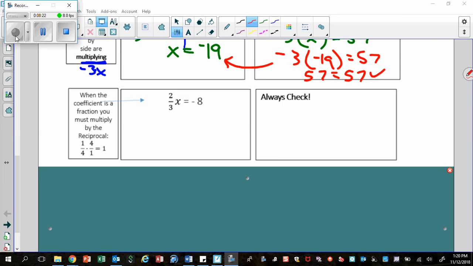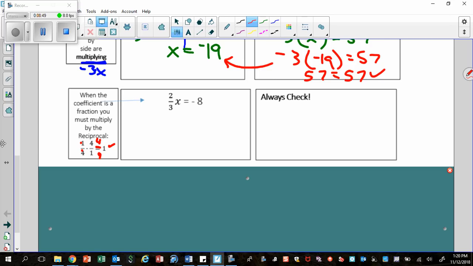All right, so when we have a fractional coefficient, what we have to do is multiply by the reciprocal. And remember, the reciprocal is just the inverse of the original fraction. So I have a reminder here, if you have 1/4, the reciprocal of that is 4/1. Because when we do that, we're multiplying straight across. 1/4, or 1 times 4 is 4, and 4 times 1 is 4. So 4 divided by 4 is 1. So we've succeeded in getting our x alone when we have a fractional coefficient.